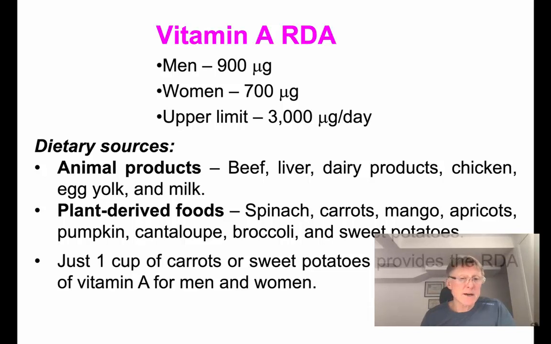But 1 cup of carrots, for instance, or sweet potatoes, provides the RDA of vitamin A for men and women. So it's not difficult to get. Most people with a diet with a wide variety of foods can basically get all the vitamin A that they need. Again, just 1 cup of carrots or sweet potatoes provides the RDA of vitamin A for men and women.